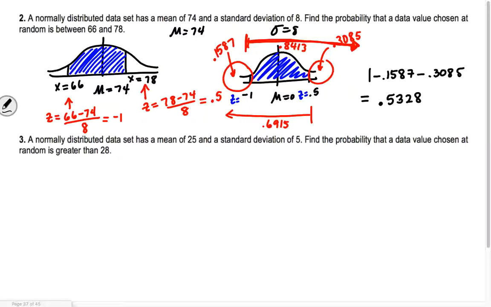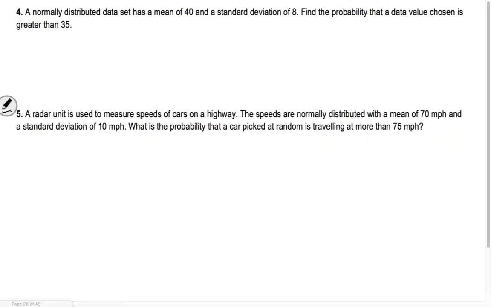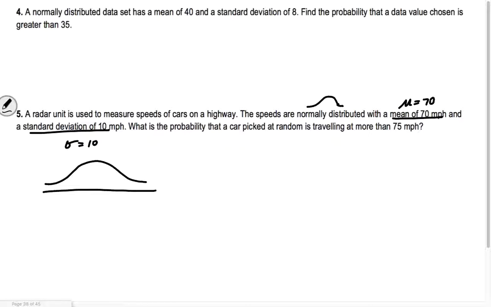Okay? So let's try a couple more. I'm going to skip around here. So let's try like number 5. It says a radar unit is used to measure speeds of cars on a highway. The speeds are normally distributed, that means bell curve, with a mean of 70 miles per hour and a standard deviation of 10. What is the probability that a car picked at random is traveling more than 75 miles per hour? Probably pretty good if you're on 465.